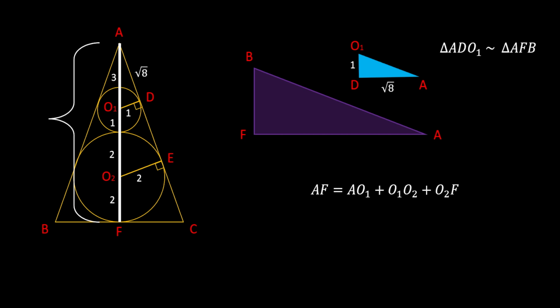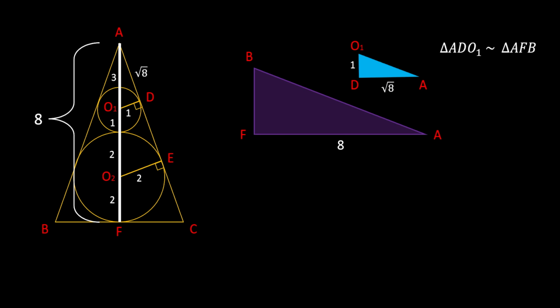And we already know that AF is equal to AO1 plus the distance between the two centers O1O2 plus O2F. We know that the value of AO1 is equal to 3, the distance between centers is 3, and O2F is actually the radius of the big circle. So we can substitute those values, and we get that AF is equal to 8.